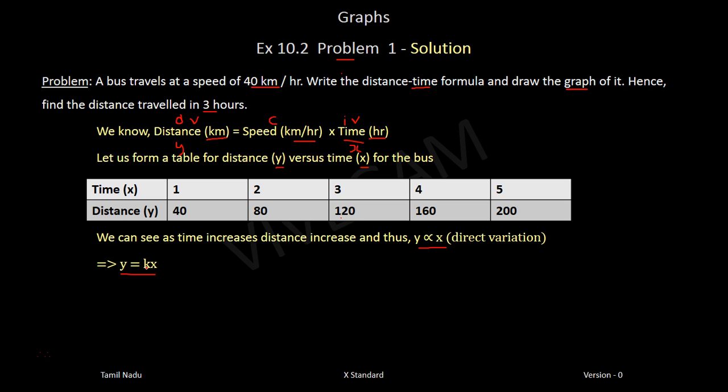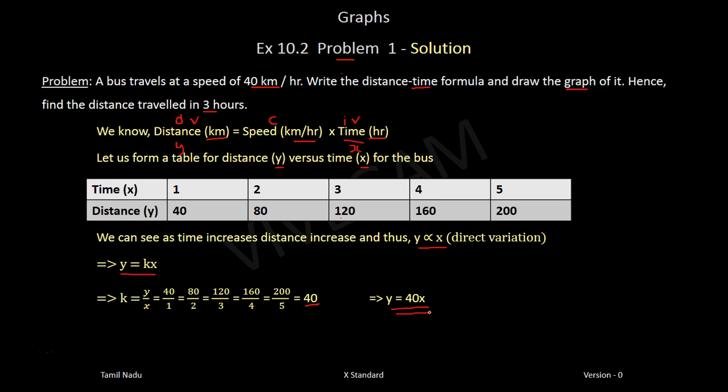Now the k value you will have to find. What is the k value? k is y divided by x, right? Now y by x for this case is 40 by 1, for this is 80 by 2, this is 120 by 3, this is 160 by 4 and 200 by 5. In all these cases it is the same value, k equal to 40. So the equation is y equal to 40 into x.